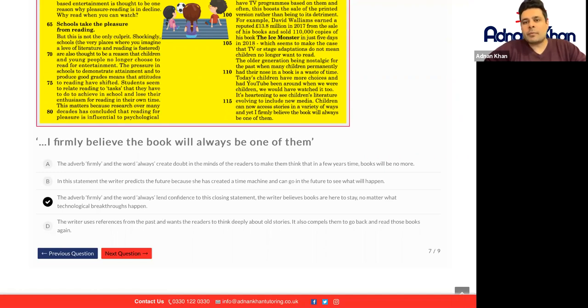So the adverb firmly here, and the word always, kind of lend confidence to this closing statement. All right, two key words here, firmly and always. So we'll go for C.